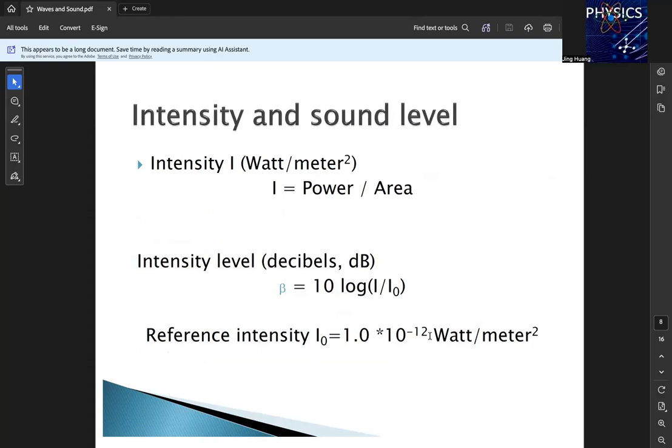Intensity and sound level. This is important for the health of our hearing. We humans can hear sound because we have little pieces of bones in our ear that can catch the vibration and pass that signal to our brains. So the louder the sound is, the stronger the vibration is. And the stronger the vibration, the more it causes these bones to vibrate.